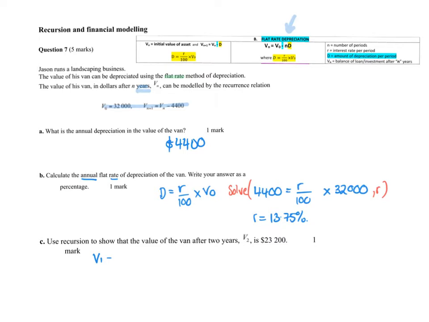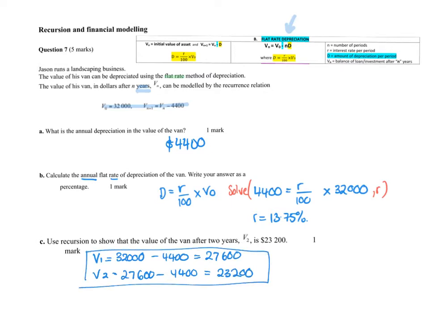Sorry, I'm just... So you need to show the step by step. So you'd go V1 equals, say, 32,000 minus 4,400, and you'd write the value there, which would be 27,600. Then you have to show that V2 equals that 27,600 minus 4,400, which equals 23,200. So you need to show that to get the 1 mark.